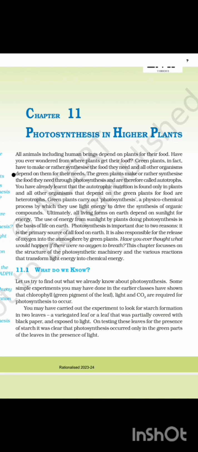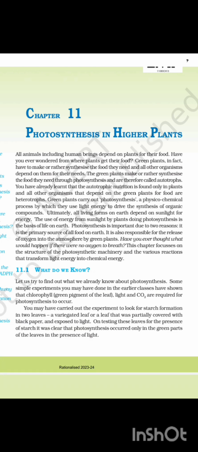Green plants, in fact, have to make, or rather synthesize, the food they need, and all other organisms depend on them for their needs. The green plants synthesize the food they need through photosynthesis and are therefore called autotrophs. You have already learned that autotrophic nutrition is found only in plants, and all other organisms that depend on the green plants for food are heterotrophs.